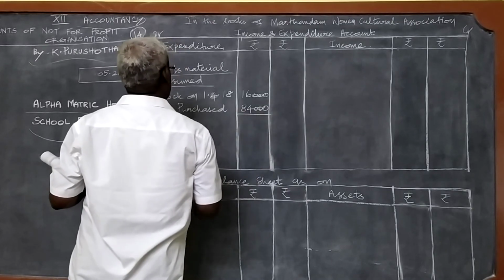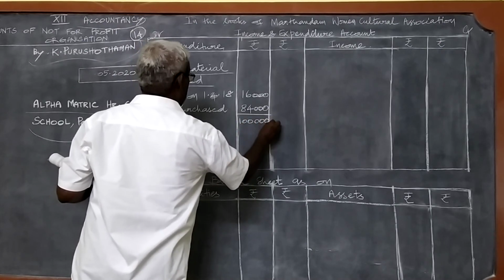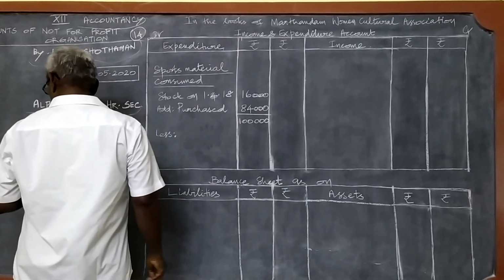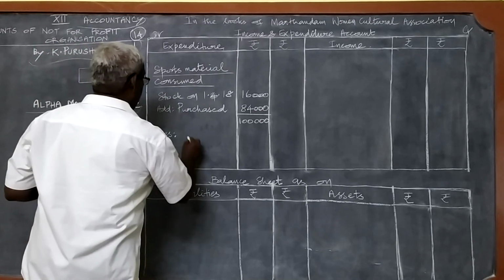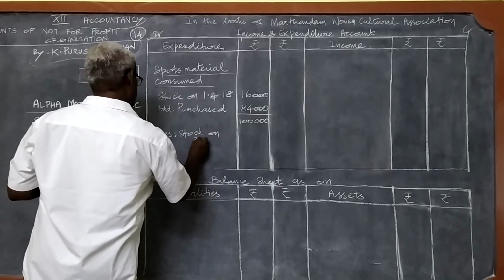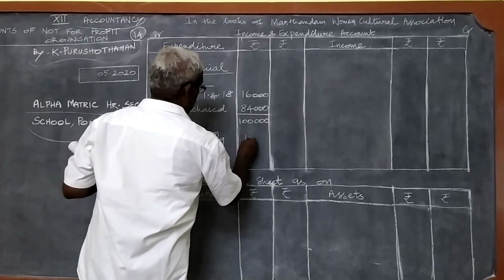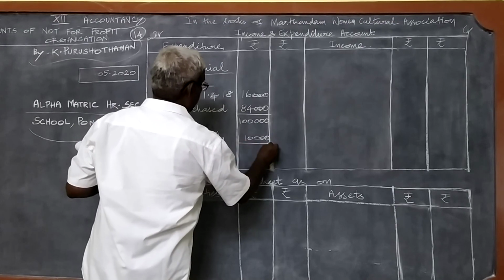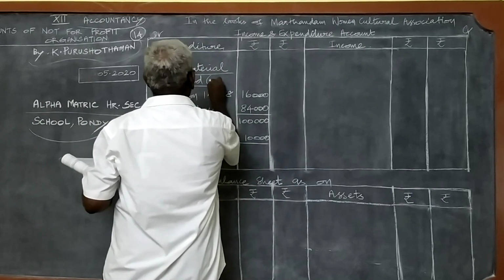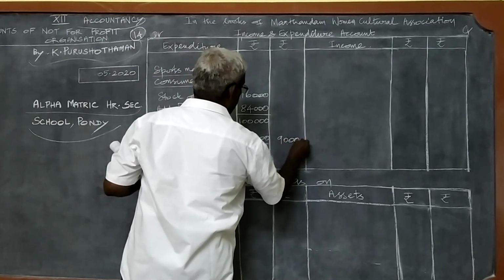So the total amount of materials available must be 1 lakh. Less closing stock on 31/3/19, 10,000. Therefore, the amount of sports materials used or consumed is 90,000.